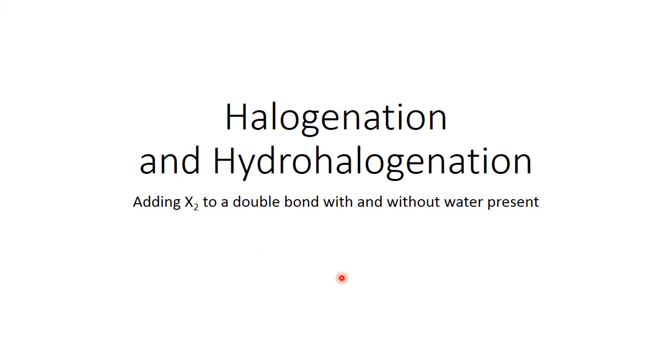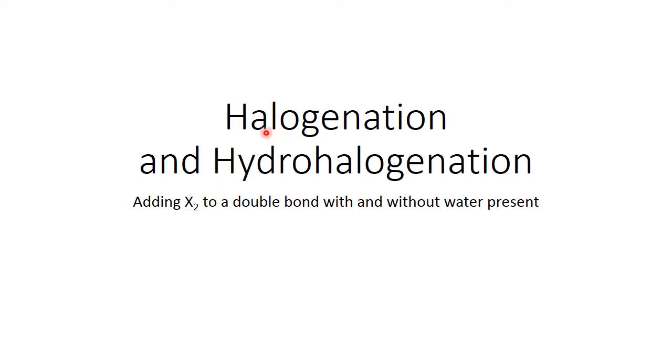This is the beginning of many reactions that we're going to see in this chapter of alkenes reacting with various things. What we're going to cover in this short lecture is halogenation and hydrohalogenation. In halogenation, we add halogens across a double bond, and in hydrohalogenation, you see the hydro, we're actually going to add the halogen and then add water to it.